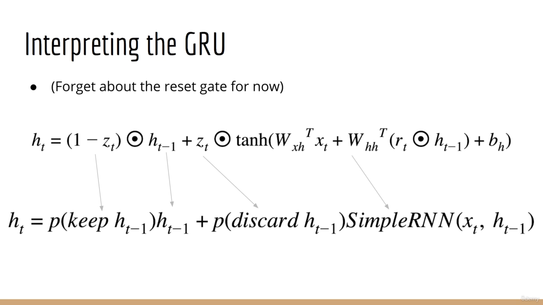Now, I want to make one small clarification. Please note that this is really for intuition only. These are not really probabilities of keeping and discarding, because we never actually keep or discard. Instead, what we actually do is take a mixture of the two components. For instance, 25% of component 1 and 75% of component 2. But we don't actually keep or discard.